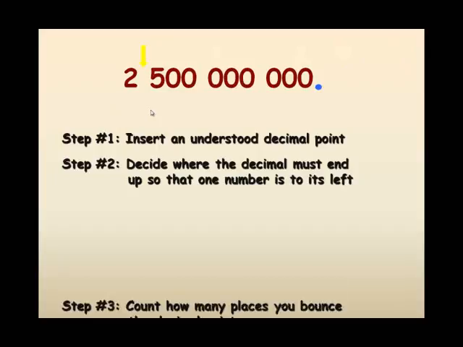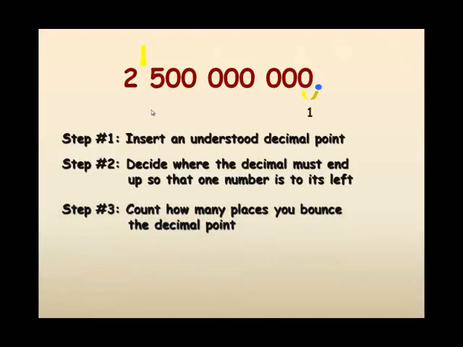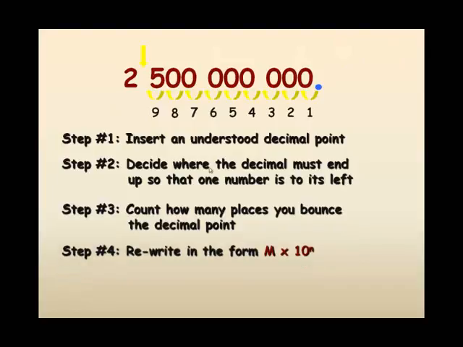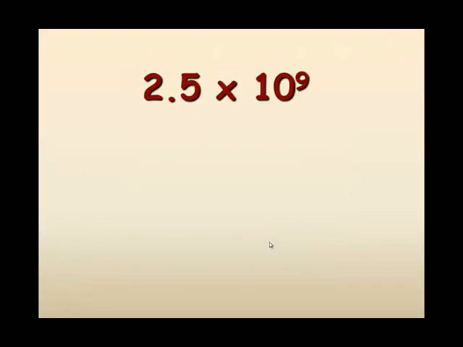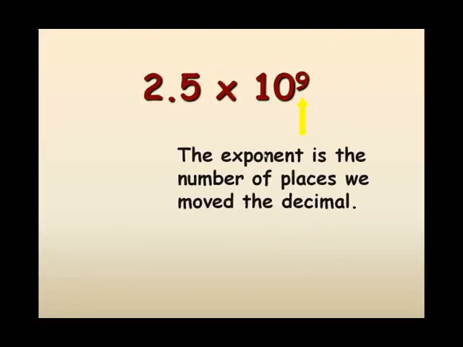We're going to count 1, 2, 3, 4, 5, 6, 7, 8, 9 places. So that becomes our exponent. So this is 2.5 times 10 to the 9th. Okay, let's do another one. The exponent is the number of the places that we moved.